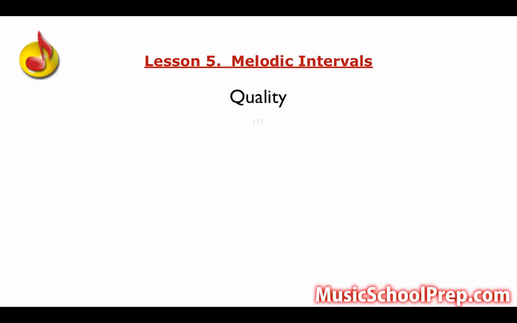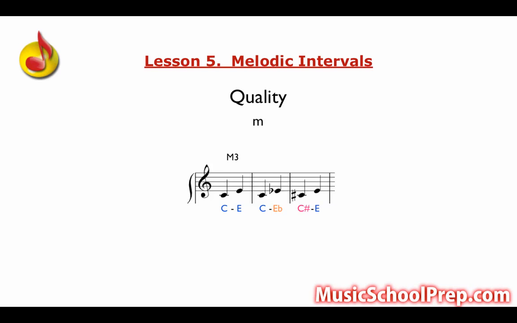Minor intervals are 1/2 step smaller than major intervals. This can be achieved by either lowering the upper note by 1/2 step or by raising the lower note 1/2 step. In this example, the interval between C and E is a major third. We can make this interval a minor third by lowering the E 1/2 step, making it an E flat. Or we can also raise the C 1/2 step to a C sharp. Both of these are minor thirds.